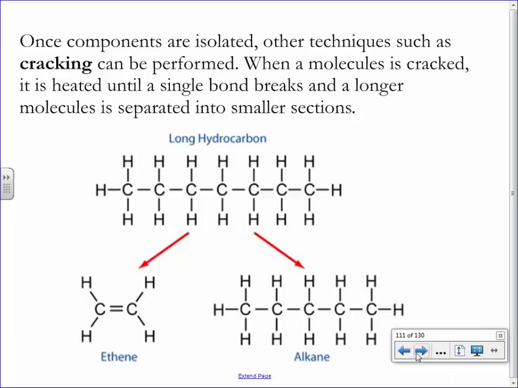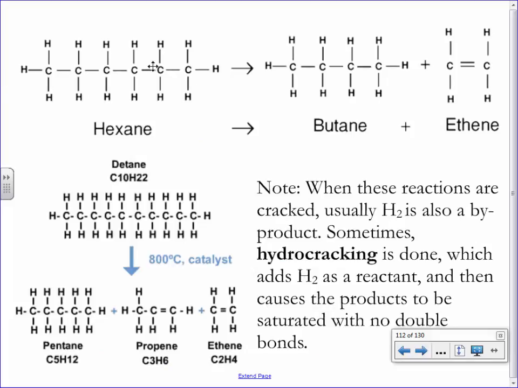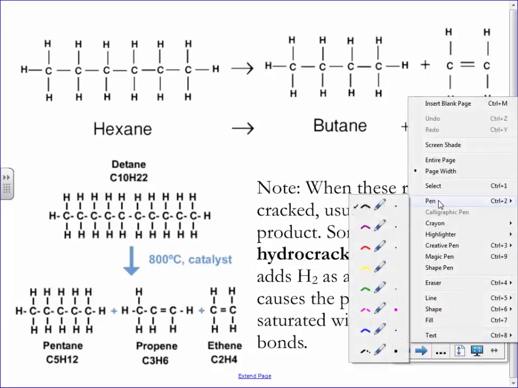And on the next slide, I've got some more pictures of the same concept here. Here's your hexane, and to crack it, you just basically break it into 2 smaller pieces. Or this one I found, this is pentane, breaks into, actually this one broke into 3 pieces. You don't even have to break it into 2 pieces, into 3. Now, sometimes you might come across the word called hydrocracking. If you have hydrocracking, what they do is they add hydrogen as a reactant. And I want to show you what that would do.